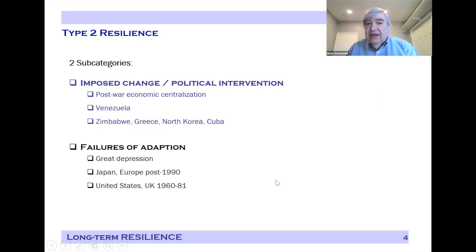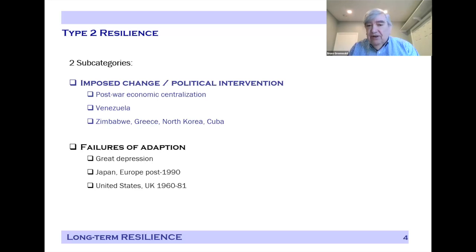If you think about what we're talking about in terms of the long-term resilience, there are two categories. One is the imposed internal change, post-war economic centralization in Eastern Europe and China and other places. Venezuela, Zimbabwe, Greece, North Korea, and Cuba embraced systems that did not work out well, and did not work out well for a very long time. The other thing that happens is that underlying economies shift. I'm going to try and make a case that this happened in the Great Depression with essentially the collapse of agriculture as an important economic sector.